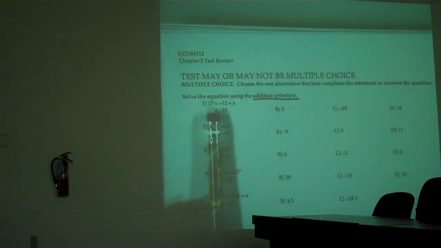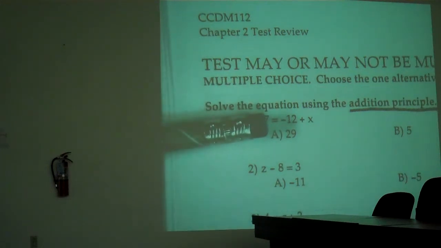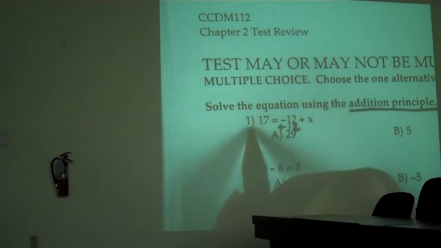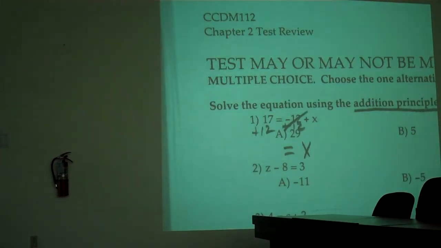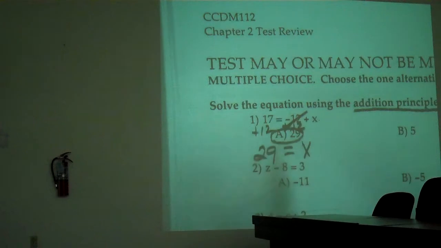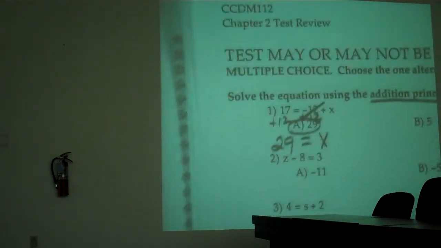First one, 17 equals negative 12 plus x. We make that bigger. Okay, negative 12 plus x, what are we going to do to both sides? Add 12. Yeah, we're going to add 12 to get rid of that negative 12. So adding 12 to both sides. So x is on this side, 17 plus 12, 29. And I almost covered up the answer. And your answers are on the very last page. Answer number 1 is A.